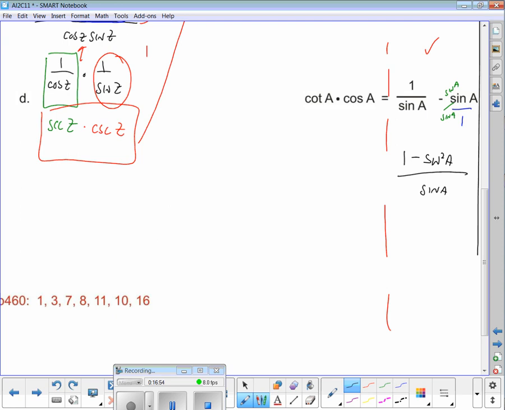So again, watch. 1 minus sine A times sine squared A, right? That's how the top got there. And then what's the bottom? The common denominator of sine A. Right? Okay. Wait a minute.